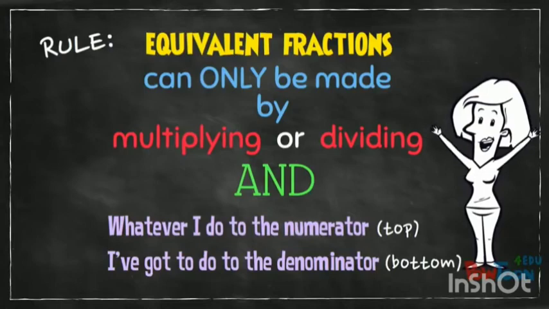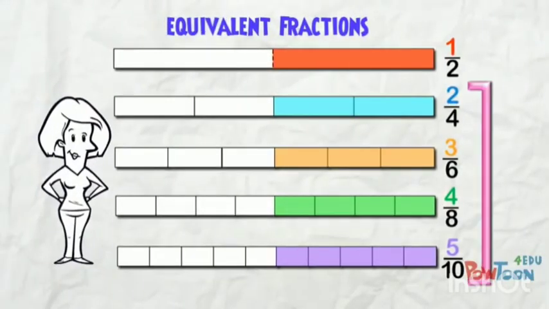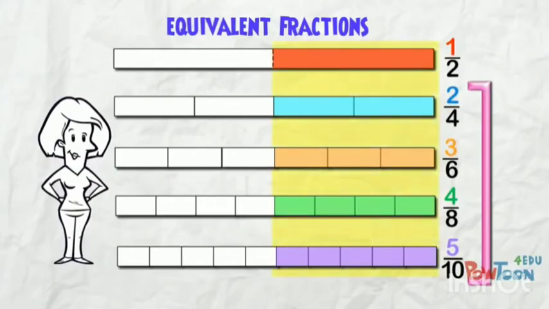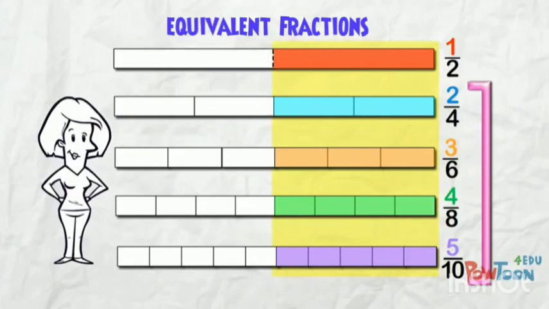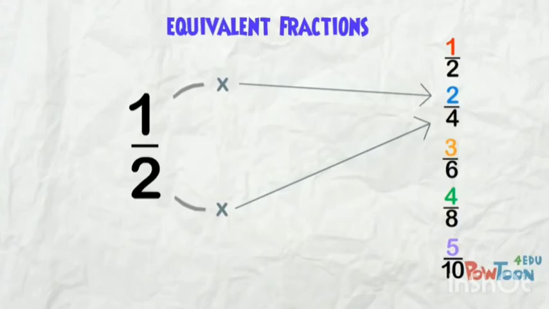Now let's go back. These equivalent fractions of 1/2 have bigger numbers, but we can see they all have the same size value. So we multiplied to get these equivalent fractions. Now let's think about that without the fraction strips. Here's 1/2. What do I multiply the numerator and the denominator by to get this equivalent fraction?